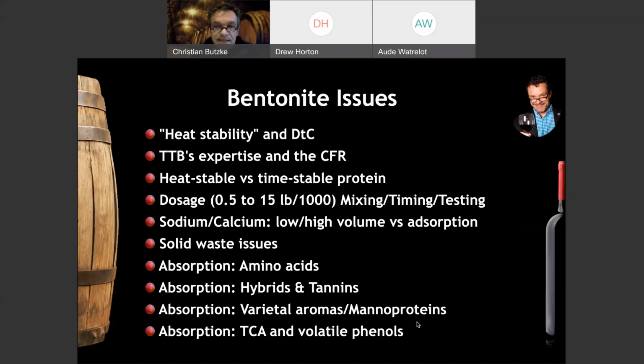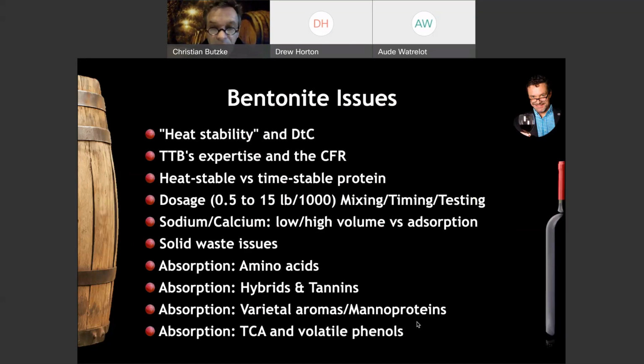In either case, as I said before, those heat stability tests are testing for something that the wine should never see in the first place. You're testing against something that is not real, and that's why you typically add more bentonite than you should, and you're stripping your wine from it.